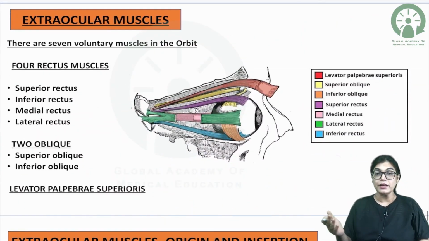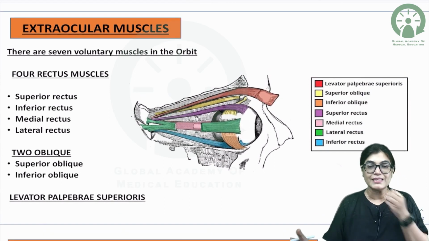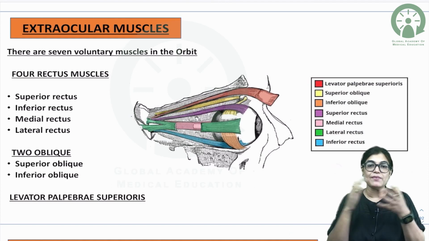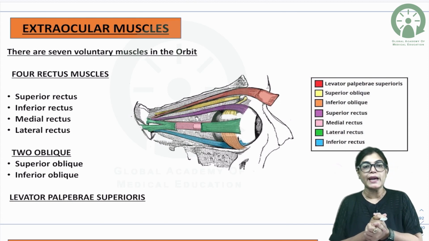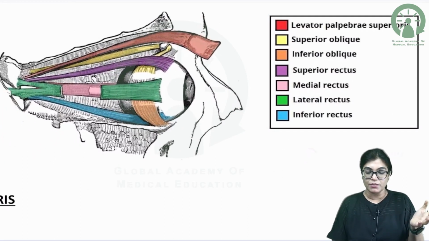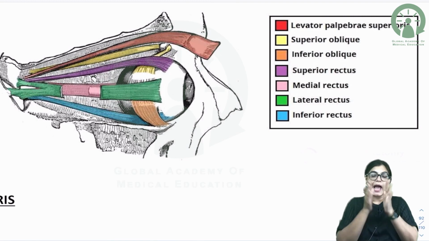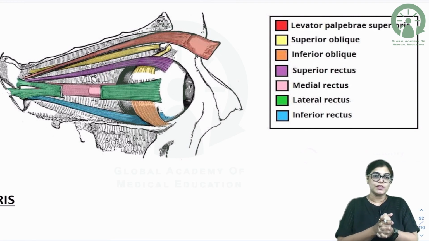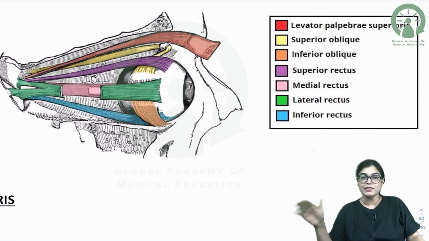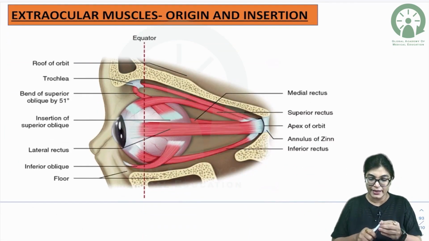Now, another important topic which has come as an MCQ several times is the extraocular muscles. So let's discuss the extraocular muscles. We have 7 extraocular muscles: 4 recti, 2 oblique, and 1 levator palpebrae superioris. You can clearly see all these muscles in this image, and what is important for us to know is the action, the nerve supply, and the attachment of these muscles. Firstly, I would like to tell you about the recti muscles, then the oblique muscles, and then the levator palpebrae superioris muscle. So let's talk about the recti muscles.